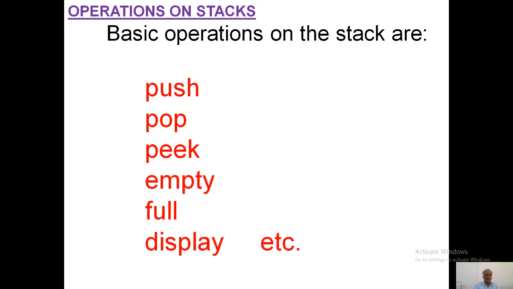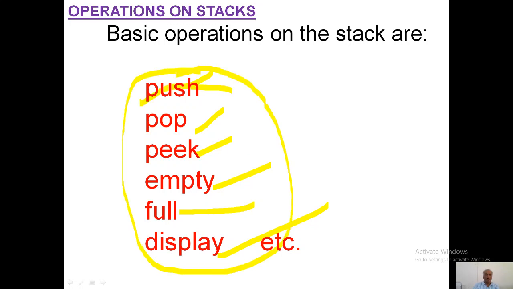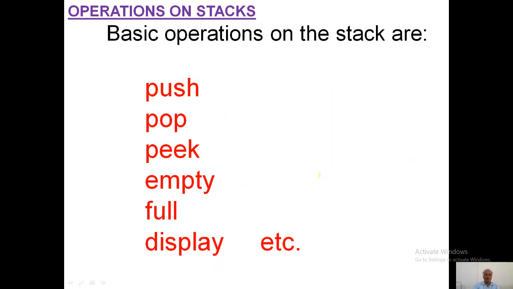What is a stack? Stack is last in first out. Stack is a linear data structure. There are different basic operations on the stack, which we already went through. Again I am repeating: push, pop, peek, empty, full, display. So what are the stack basic operations? Push, pop, peek, empty, full, display.